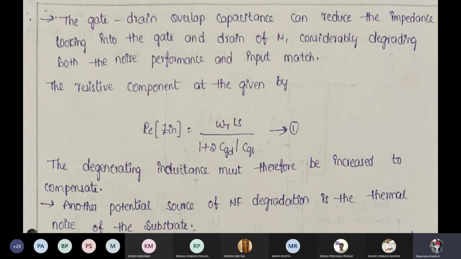So 1 plus 2 Cgd, Cgd is nothing but the drain-gate capacitance, and Cgs means the source-gate capacitance. So what is wT? That is the total bandwidth. The degenerating inductance must therefore be increased to compensate.